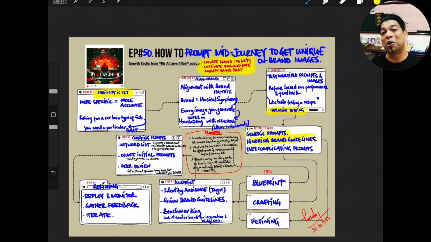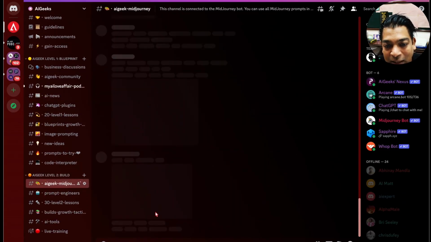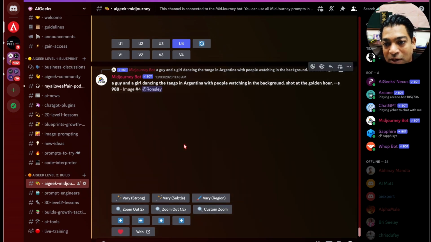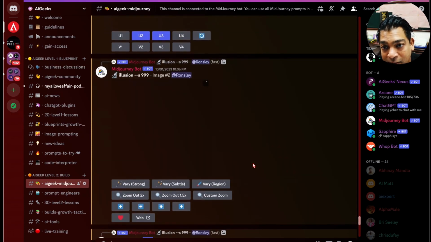You can also copy the prompt, and you can copy some of the ways that I get some really cool images. What I want to show you is my AI Geek MidJourney prompt. And I want to show you different things that you can do and how it has worked for us in the past, or how it's worked for me in the past.